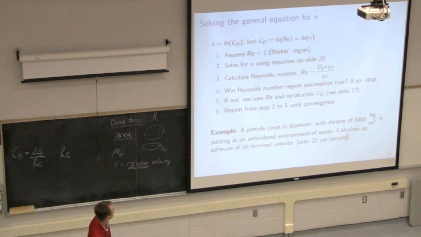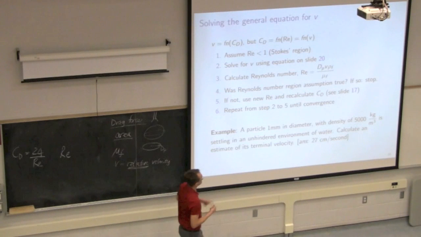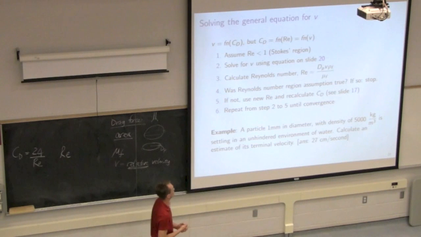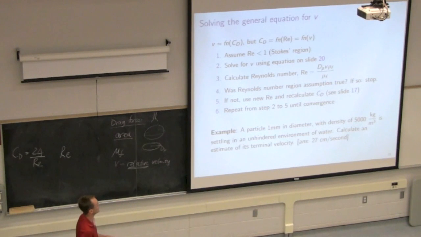Once I have velocity, I can then sub in to the Reynolds number. So dpv, the velocity I've just calculated, multiplied by the density of the fluid and divided by the viscosity of the fluid. So Reynolds number, now I can do a quick check. Was that assumption met or not? Okay, if it was met, I'm great. I've got my terminal settling velocity and my problem is finished.